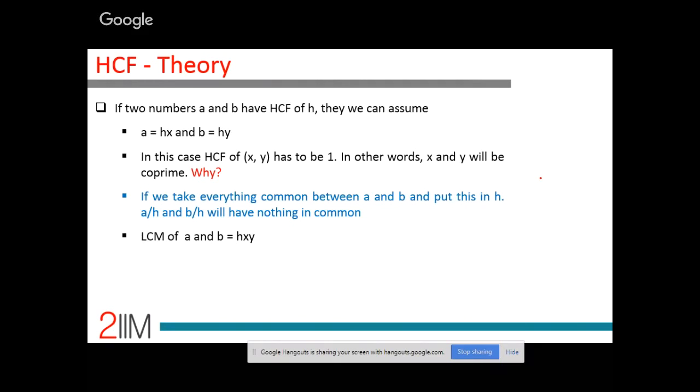If we take everything in common between A and B, put it in H, then remaining, they cannot have anything in common. LCM of the two numbers is H into X into Y. Extract the HCF, take the remaining two co-prime numbers, multiply all three, you'll get the LCM.